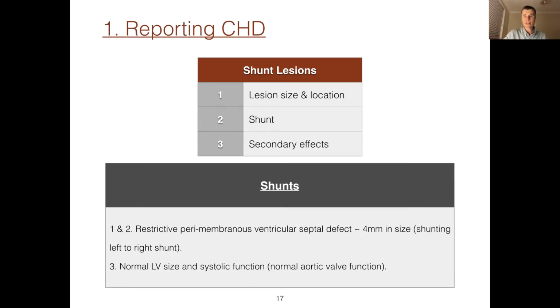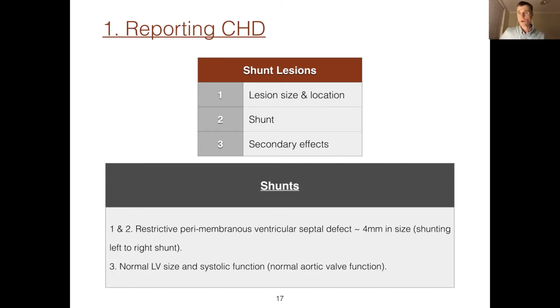So in this particular case, there's a restrictive perimembranous ventricular septal defect. That is to say, there's a defect very high up on the interventricular septum, just below the aortic valve. It's restrictive, which is to say that it's small, and the shunt across the lesion is very high flow. And we saw that with the continuous wave Doppler. And it's such that there's no change in the size of the ventricle.